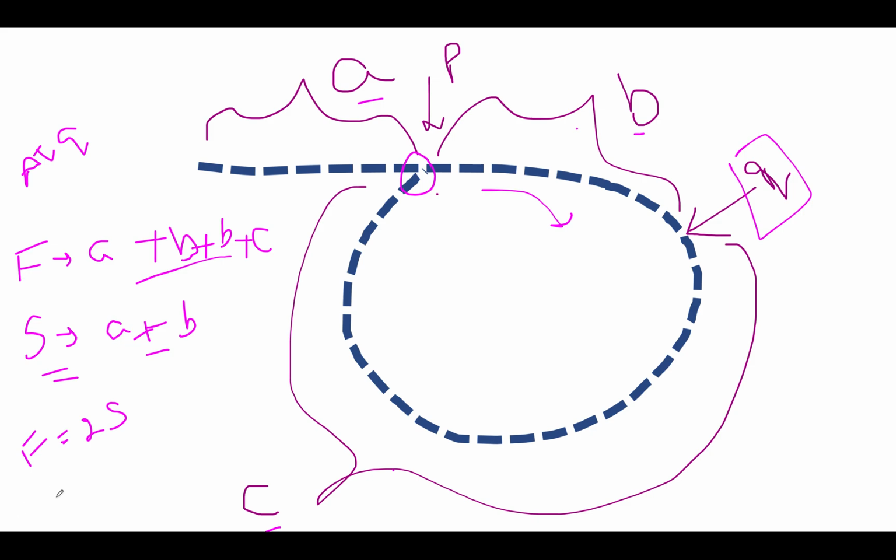What do we get? We get A plus B plus C is equal to twice of A plus twice of B. So B gets cancelled, 2B gets cancelled with 2B, A gets cancelled by A, and what do we get in the end? We get C equals A. And this is what we did in the previous example as well.